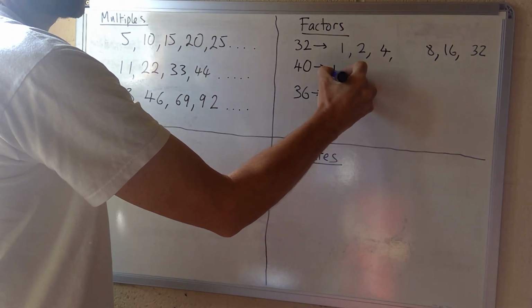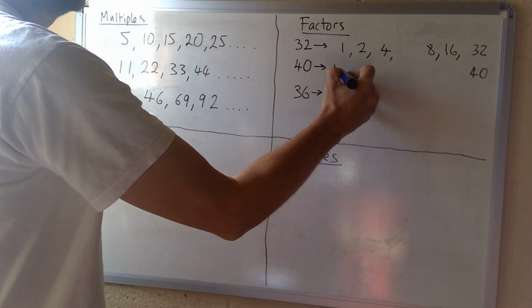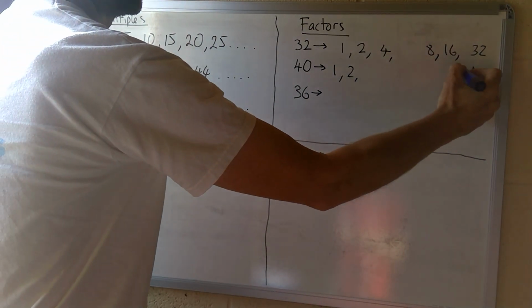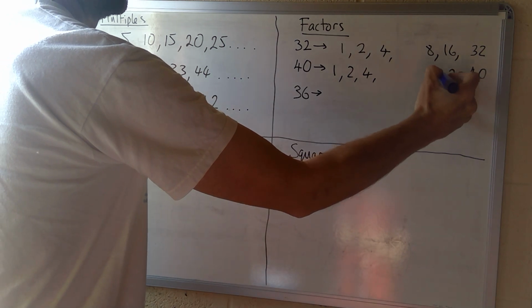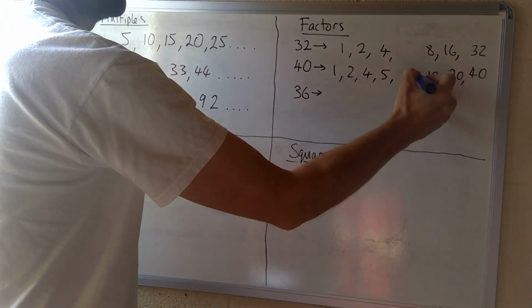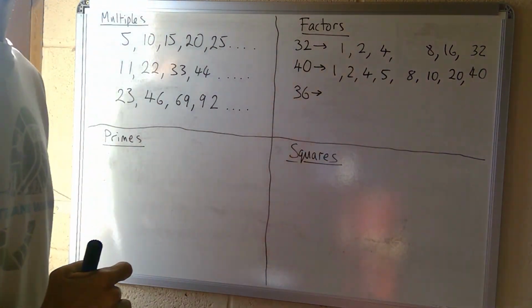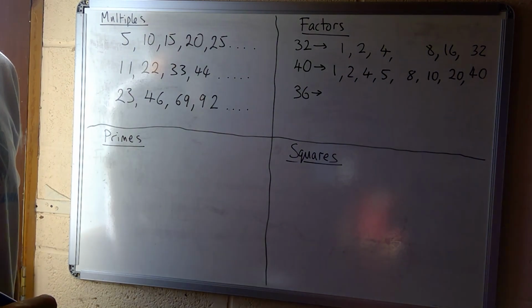Factors of 40 in the same way, 1 and 40, 2 times 20, 4 times 10, and 5 and 8. Between 5 and 8 there's only 6 and 7. Neither of those are factors, so we've got an exhaustive list.